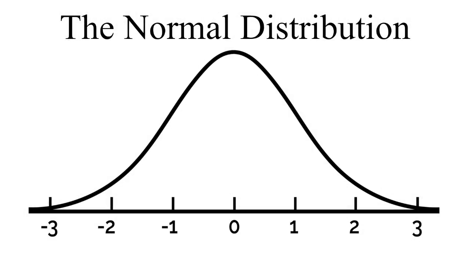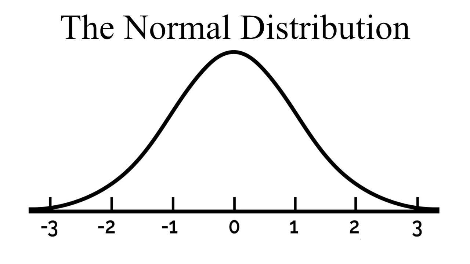What you see right now on your screen is the normal distribution. Some people call it the bell curve. The numbers on the bottom of the chart are your z-scores. Those are the number of standard deviations above or below the mean. If the z-score is 0, that is the mean.